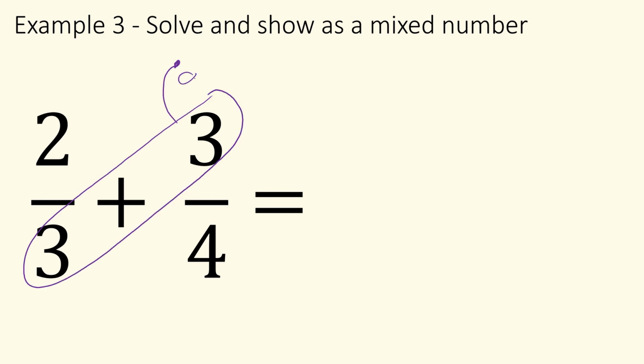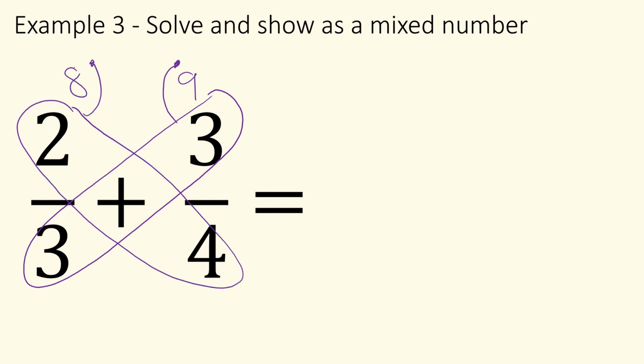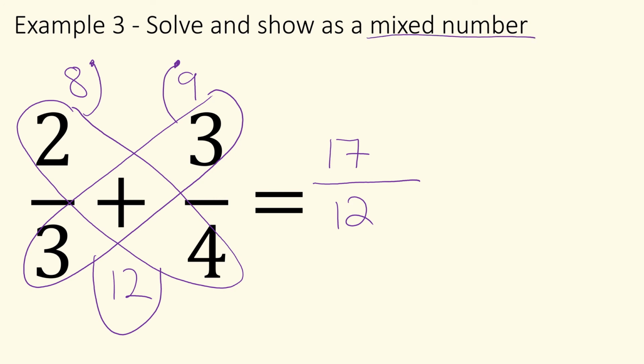3 times 3 is 9. 2 times 4 is 8. Do the body. 3 times 4 is 12. My bottom number is going to be 12 then. And now I can add the top. 8 plus 9 is 17. So at the moment we have an improper fraction because the number on top is bigger than the one underneath, but we need to change it into a mixed number.